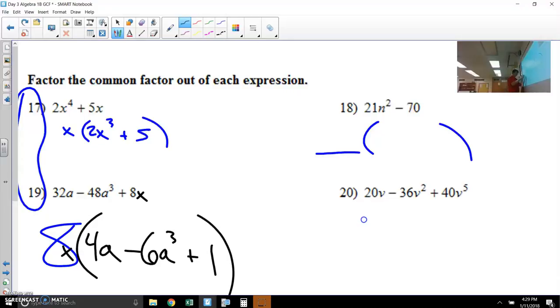Okay, if there's a variable and they're the exact same thing, just put a 1 in its place so that when they multiply, it gives you exactly what you started with. Okay. All right. So let's take a look at the next section.